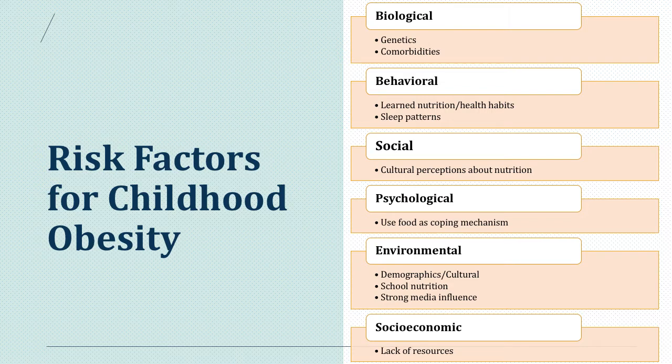So what are some risk factors for children to develop obesity? As stated in the beginning of this presentation, childhood obesity is a complex and multifactorial medical condition. Therefore, some risk factors for developing childhood obesity can include biological factors, behavioral factors, social, psychological, environmental factors, as well as one's socioeconomic status.